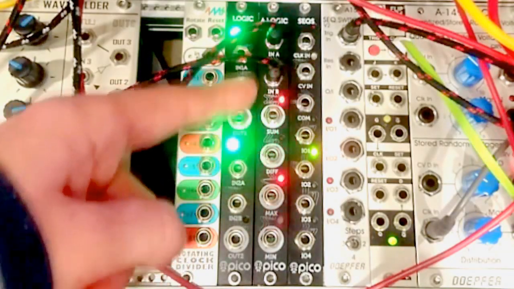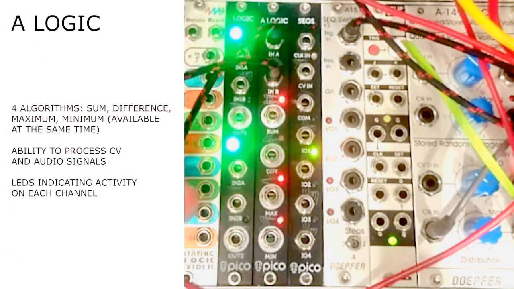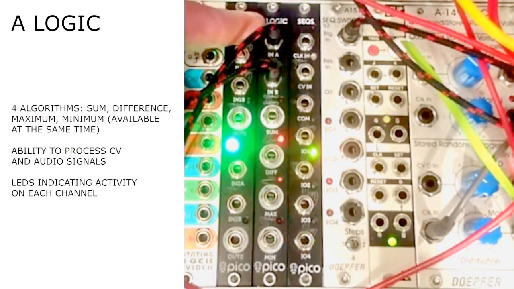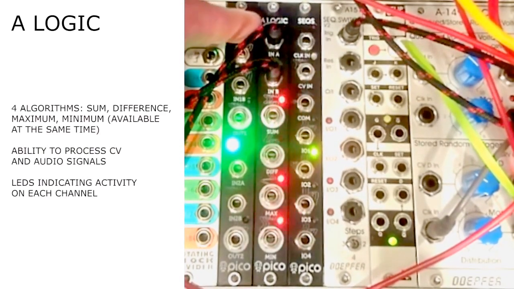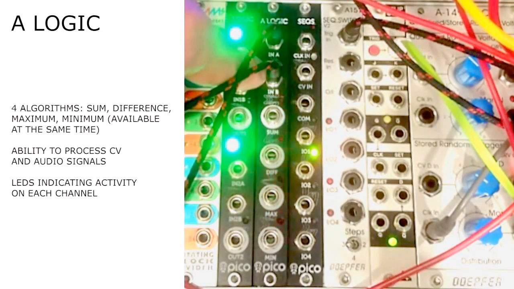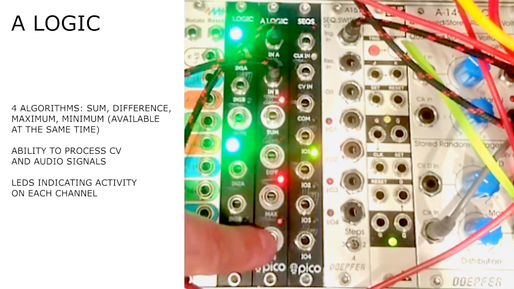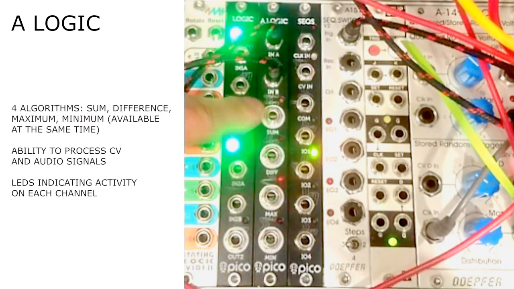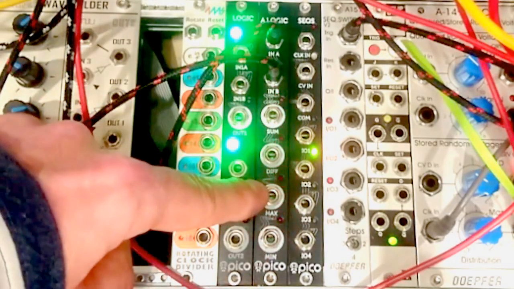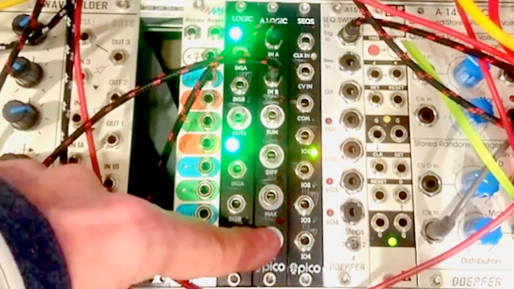Now the second module, A-Logic, works pretty much the same as the first module, with a few minor differences. The first one being it operates on CVs rather than triggers and gates. You plug in 2 CV sources in those inputs, and you get 4 simultaneous outputs, each of the outputs representing a different mathematical operation. You get a momentary sum, a momentary difference of the signals, and on those outputs you have a curve that is following both the maximum and minimum of both signals.